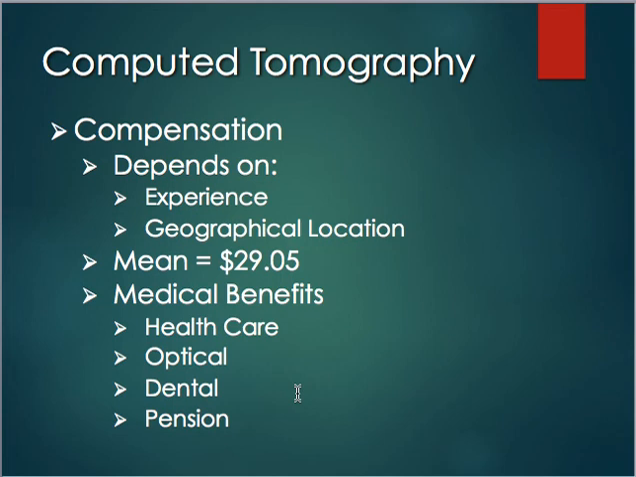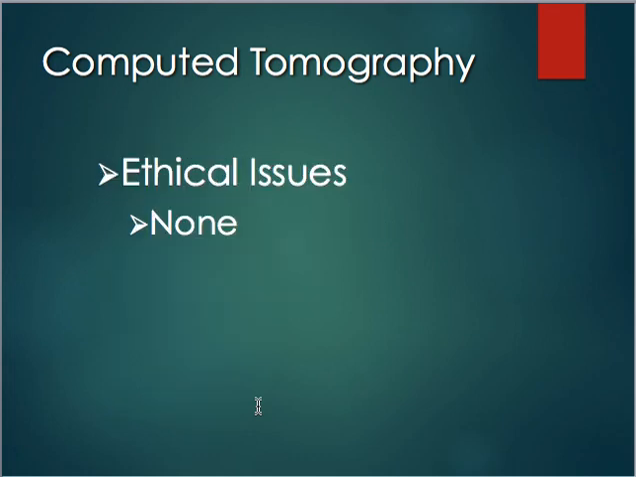Compensation, again, is going to depend on where you live. Most of the time, it's about $29 an hour, and it goes up from there. You'll also get health, optical insurance, dental insurance, and a pension depending on where you work. Most of the time that's full-time benefits. Some places will offer part-time benefits to employees as well.